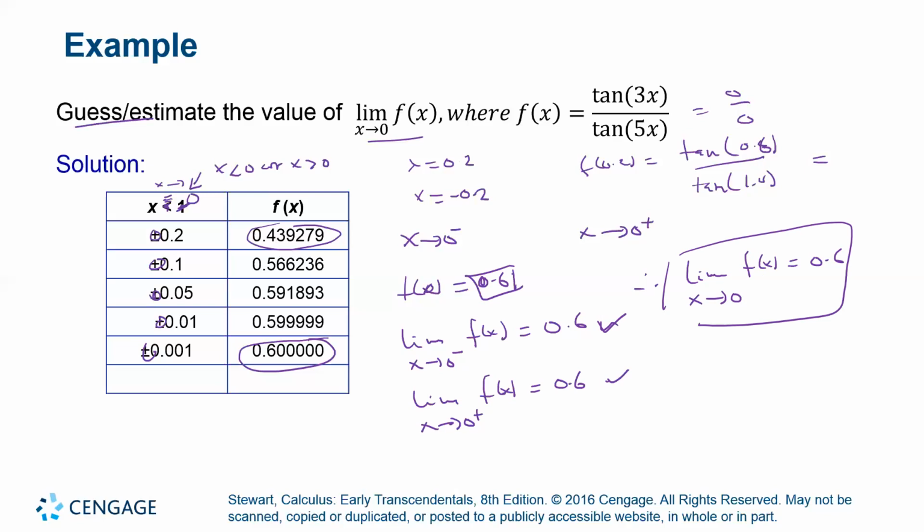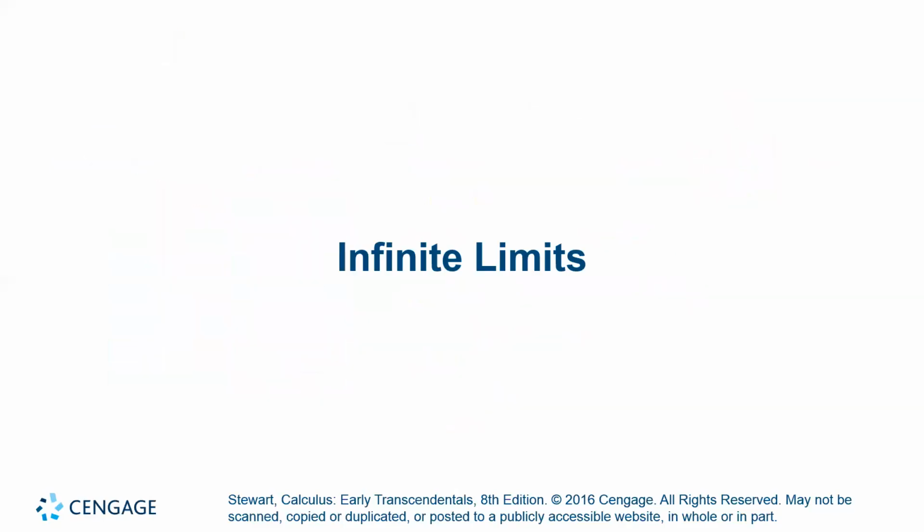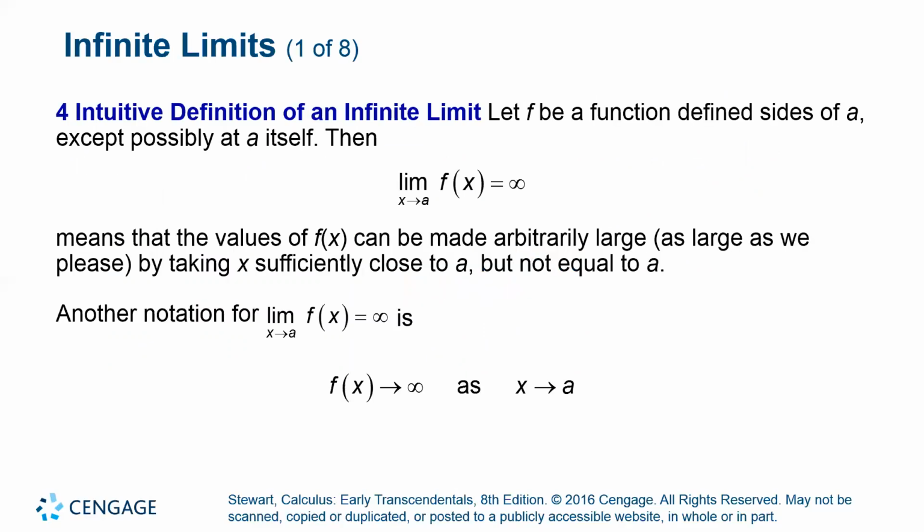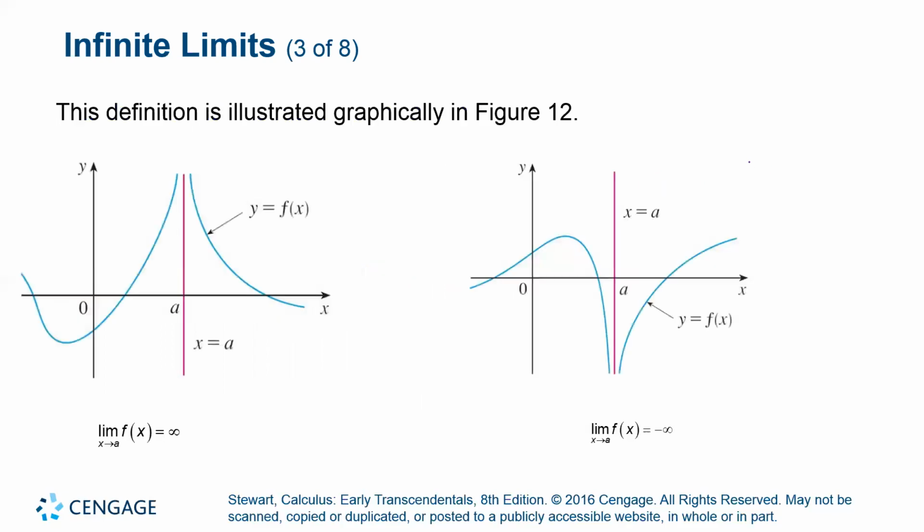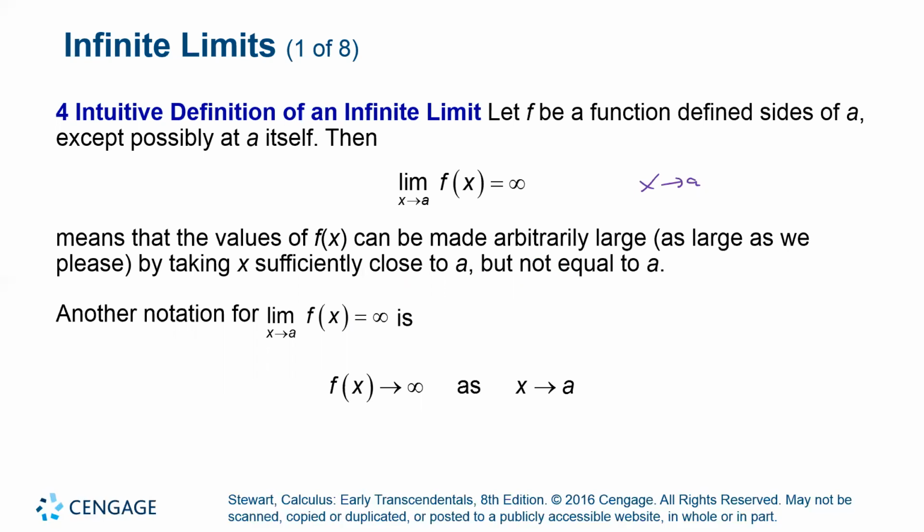Okay, so now let's talk about our infinite limits. Like I mentioned before, we're going to use this to find vertical asymptotes. That's our third objective for this section. The intuitive definition of an infinite limit is that if x is approaching a certain value and the function does not exist, that means it goes to infinity, either positive infinity or negative infinity.